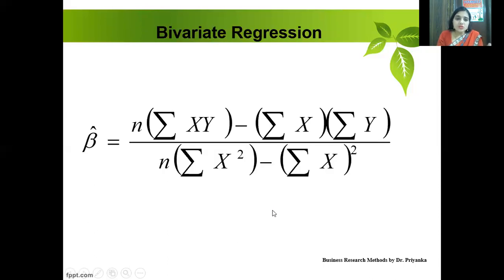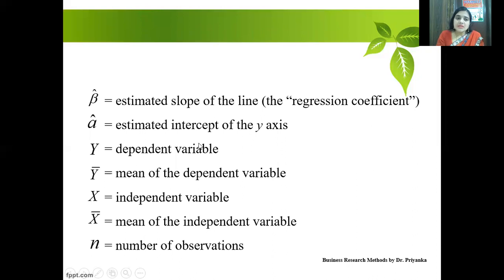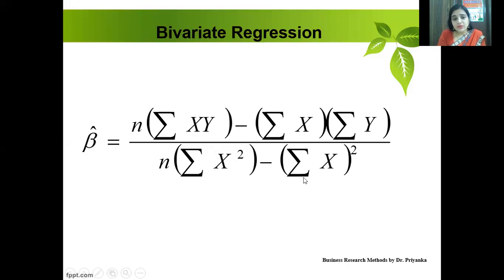And these are the values for these. Beta basically is the estimated slope for the line. a is your estimated intercept. y is the dependent variable. y bar is the mean of the dependent variable. x is the independent variable and x bar is the mean of the independent variable, and n is the number of observations. These are the values used all over here.